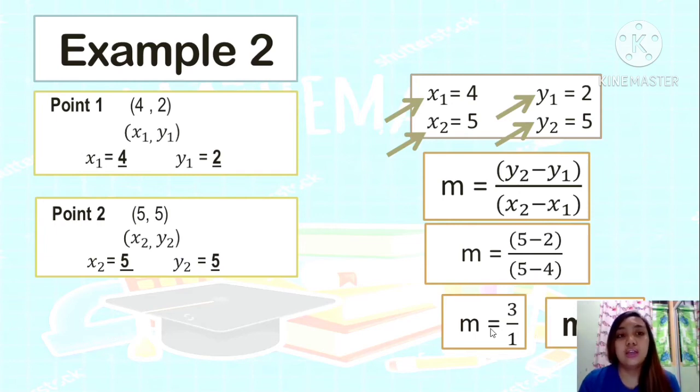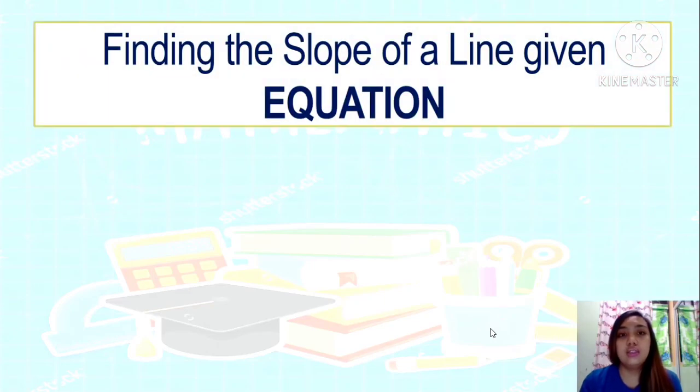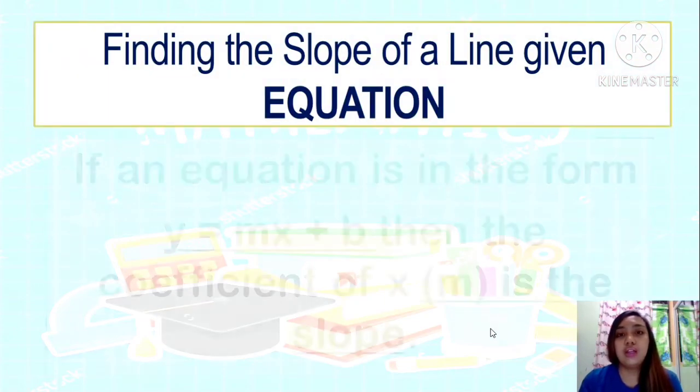Positive 3. Okay, let's move on to the last one, which is D. We are done with the graph, we are done with the 2 points. This is the easiest one, which is the equation, because we just have an equation to follow. So, this is, find the slope of a line given the equation.